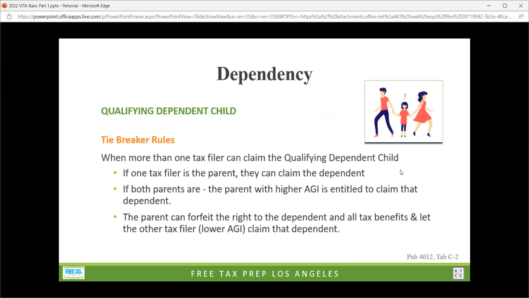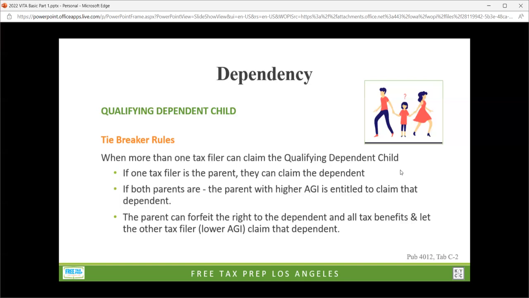Okay, let's talk about situations that sometimes arise when we are doing taxes, when more than one tax filer can claim the qualifying dependent child. Let's see some tiebreaker rules. If one of the tax filers is the parent, they can claim the dependent. For example, if a grandmother and a parent can both claim that child as a dependent, who has more priority? In this case, it will be the parent.